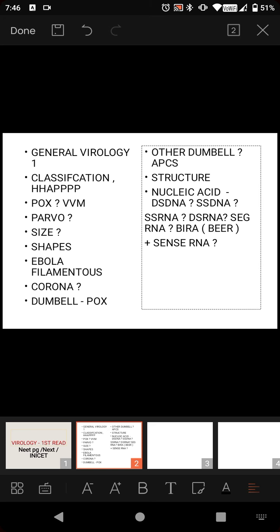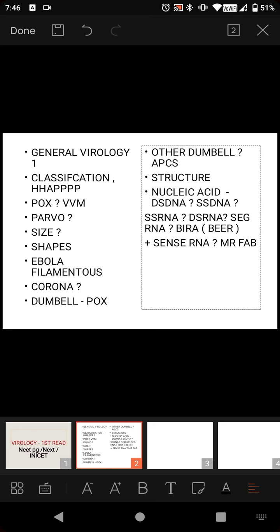So what is the mnemonic here? It is Mr. Fab. Mr. Fab is only not positive sense RNA. What does Mr. Fab mean? Mr. Fab drinks beer, just remember it that way. Beer means Bira. Bira means Bunyavirus, influenza virus, R for rotavirus, A for arenavirus.